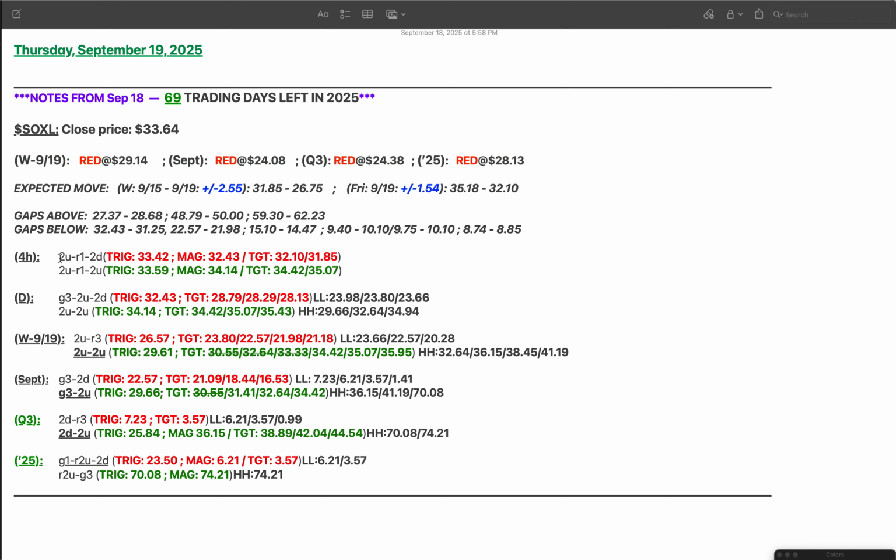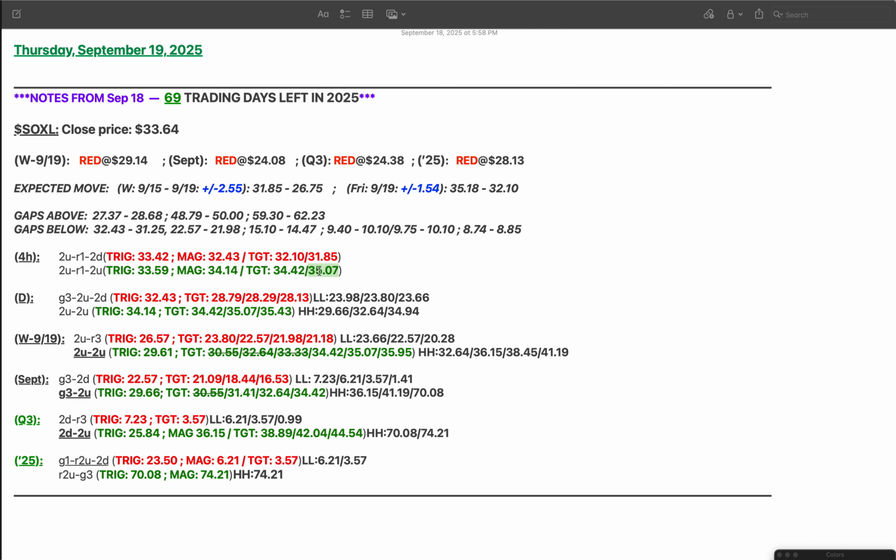From the 4-hour perspective, again, we would have a 2-1-2 down, triggering at 33.42, magnitude of 32.43, and extended targets of 32.10 and 31.85. The 2-1-2 up triggers at 33.59, with a magnitude of 34.14. So not a lot of magnitude there, but we do have the extended targets of 34.42 and 35.07.